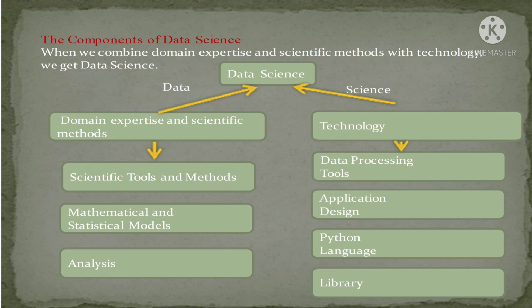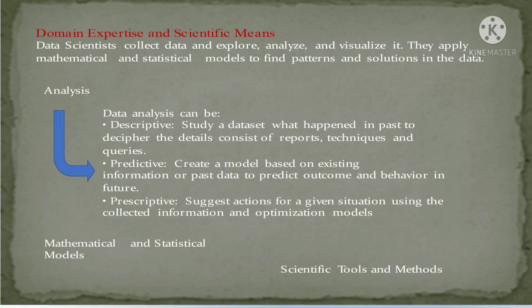Here we require some data processing tools, which we will get from technology, application design, and the Python language. Whichever language you want, you can take any type of language. The library will provide you the methods and the packages also. Here we combine data and science. Data science is able to sort out our problems with the help of data plus technology also. These are the basic components of data science.